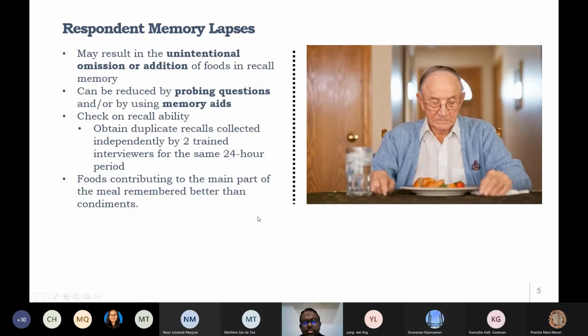Also, foods contributing to the main part of the meal are remembered better than the condiments. So we usually remember the main meals like white rice and our protein, and then we forget about the sauces, the kuah, the gravies, and tidbits and so on. Respondent memory lapses are not only for the elderly but also for all age ranges. So we must anticipate this from the respondents.